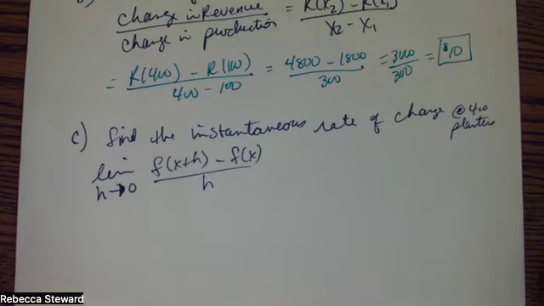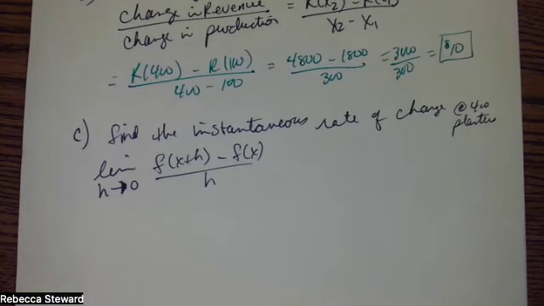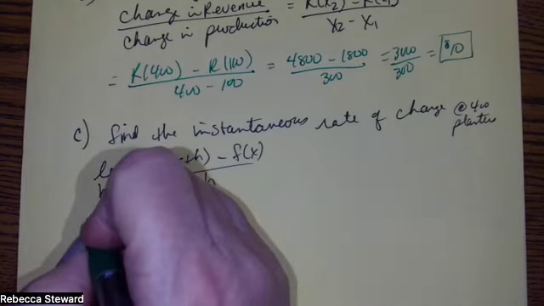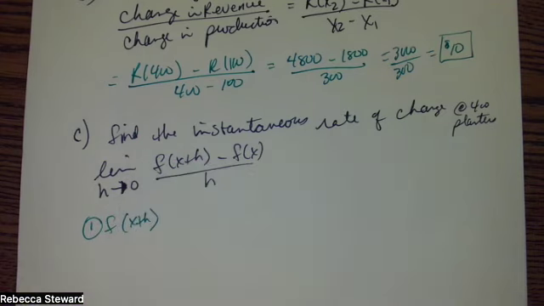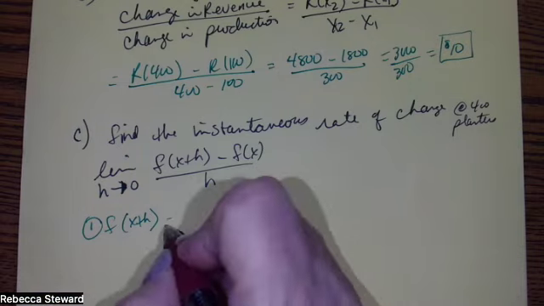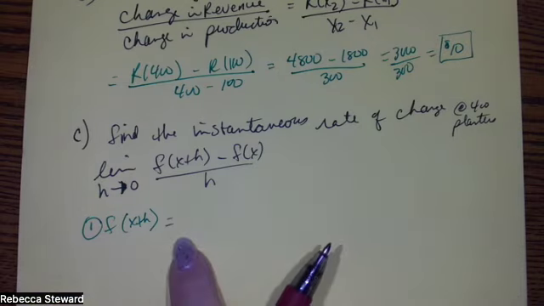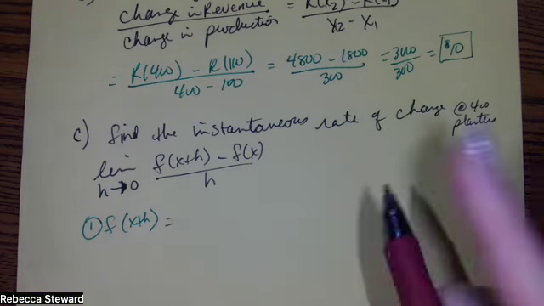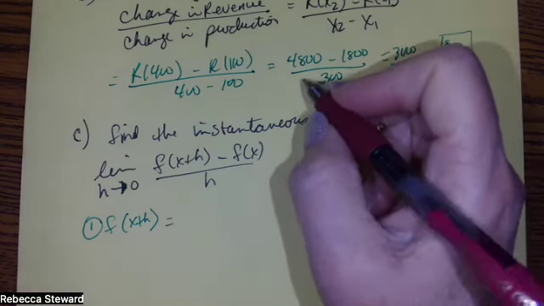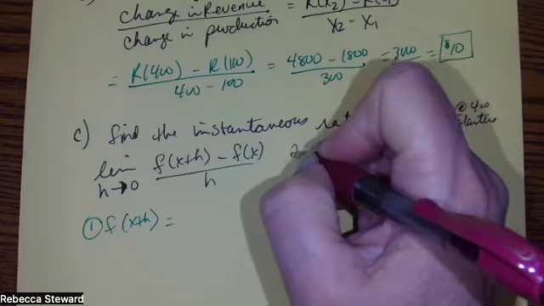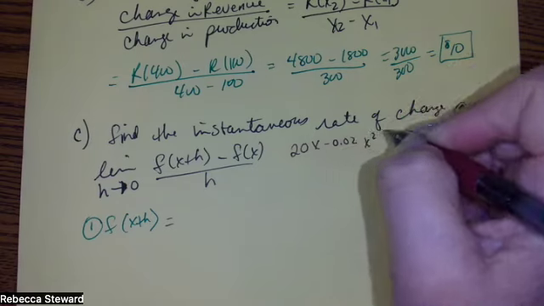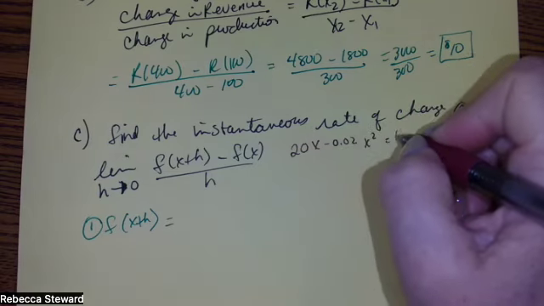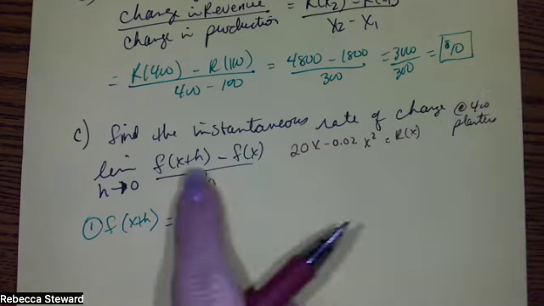All right, so the first step we need to do, we want to find the f of x plus h. So I'm going to step this out in that 4-step process, just like I talked about. So our revenue function, that's our function that we're using. So let me write that up here. We're still using our 20x minus 0.02 x squared. That is our r of x, that is our function.